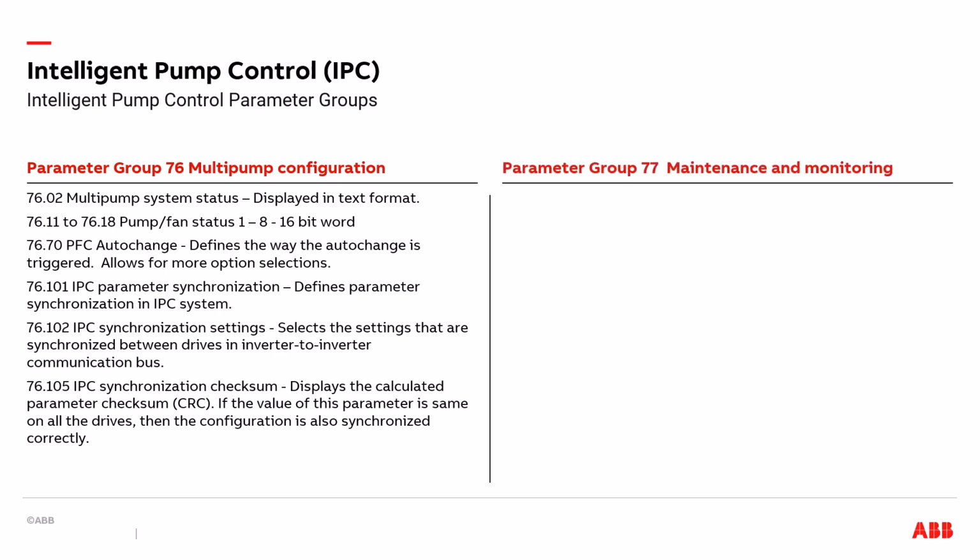Looking at parameter group 77, maintenance and monitoring. 7710 is the PFC runtime change. It enables the reset of arbitrary settings of parameters 7711 through 7718. This is pump fan 1 through 8, and this is the running time. You can reset the running time to 0, or you can put in an individual running time. If you replace a pump and fan, you can reset it to 0. But if you have a pump and fan that's been used and you know the running time and you put that into your system, you can actually enter that data in.